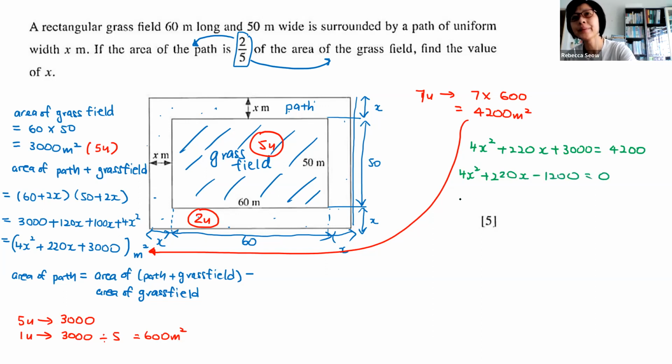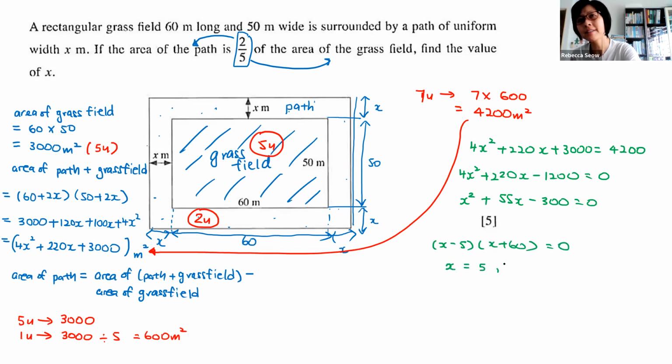Here I will divide all terms by 4 to simplify it. So 220 divided by 4, we get 55. I'm going to now factorize. I will end up with x minus 5, x plus 60 equals to 0. And therefore, my value of x is 5 or negative 60.